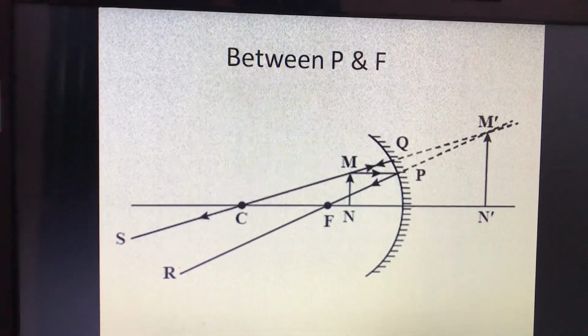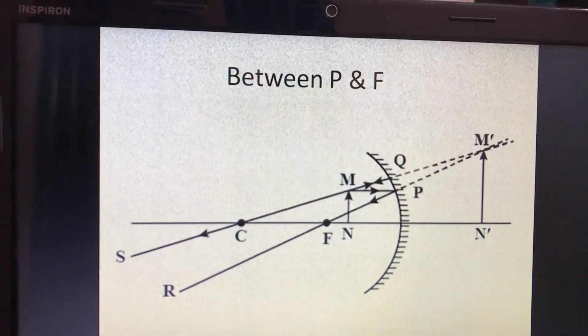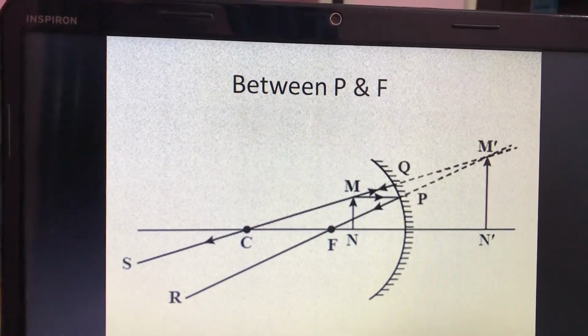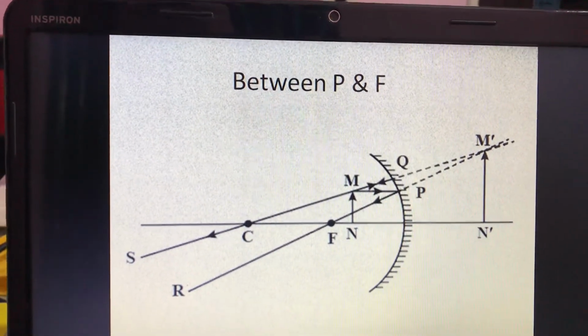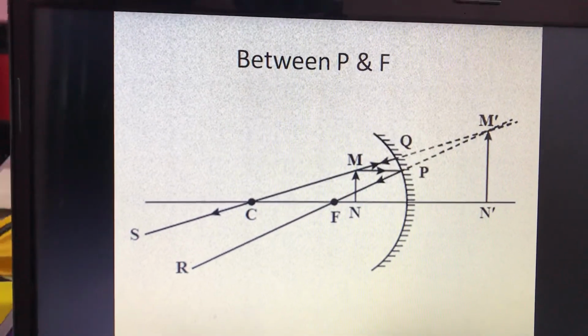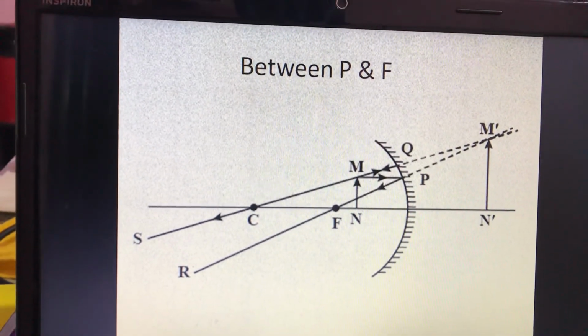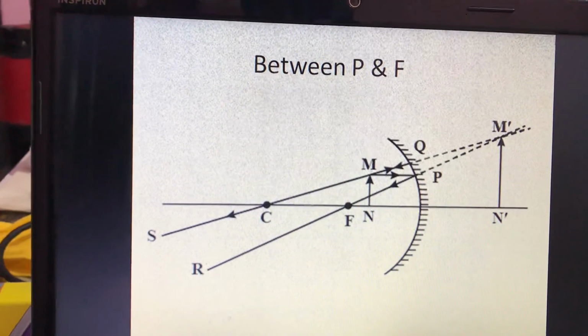So this is about drawing the ray diagrams. Study them carefully and practice by drawing them in your notebook. Okay, we'll continue in the next videos.